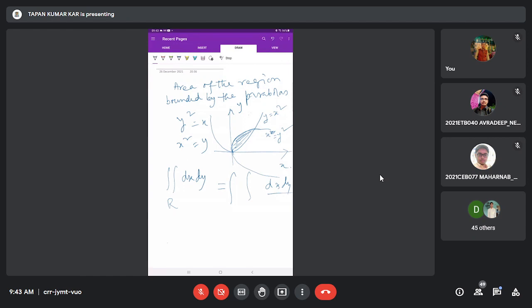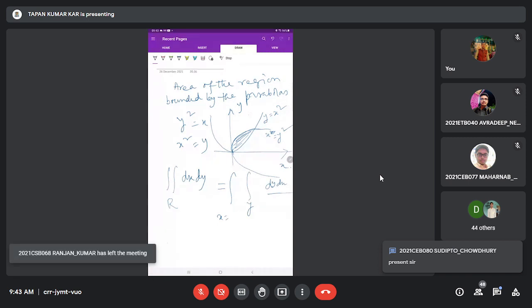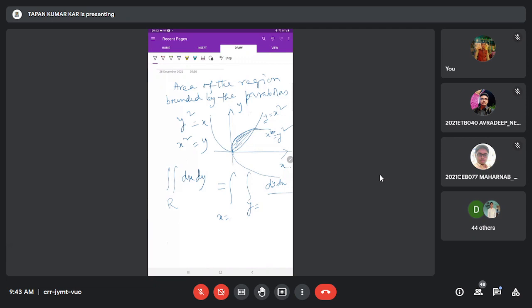Suppose if you take y first instead of x, then it is dy dx. You can take x first, no problem. So I am just asking you, what will be the limit of y from where to where, and what will be the limit of x from where to where? X will be 0 to 1, okay.